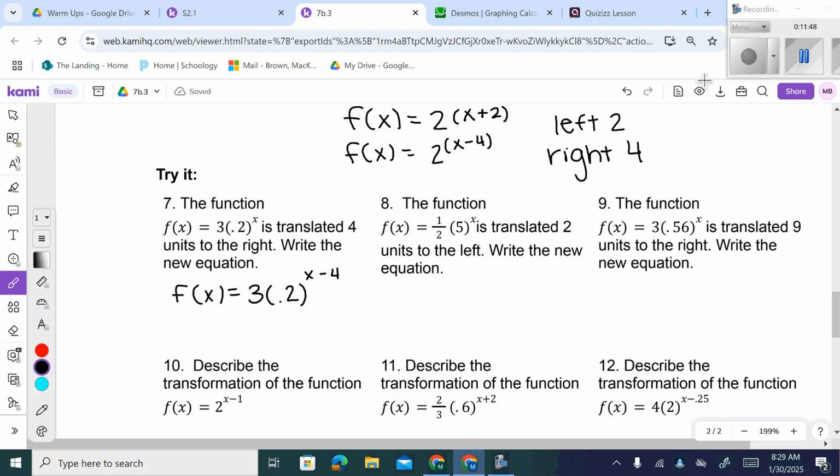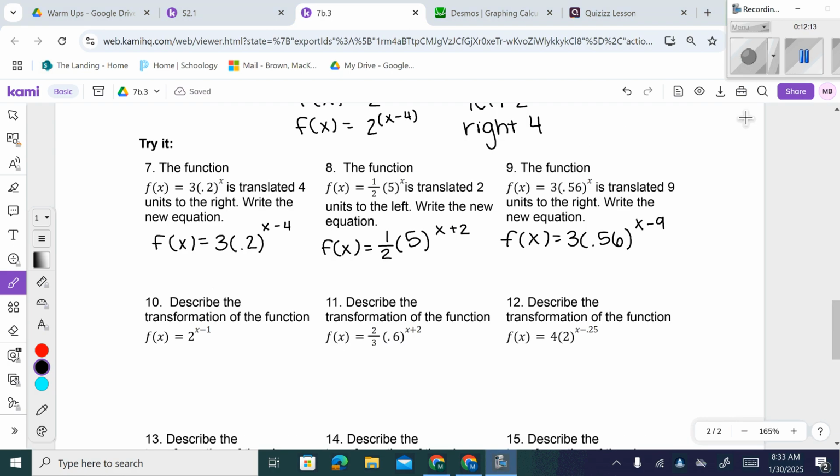Okay. All right, number 8, it gave me this function, and it wants us to move it to the left 2. How am I going to say to the left 2? Yes or no on plus 2? Okay, and where is it going to go? In the h, so I'm going to have x plus what? 2. All right, try number 9 in your group.